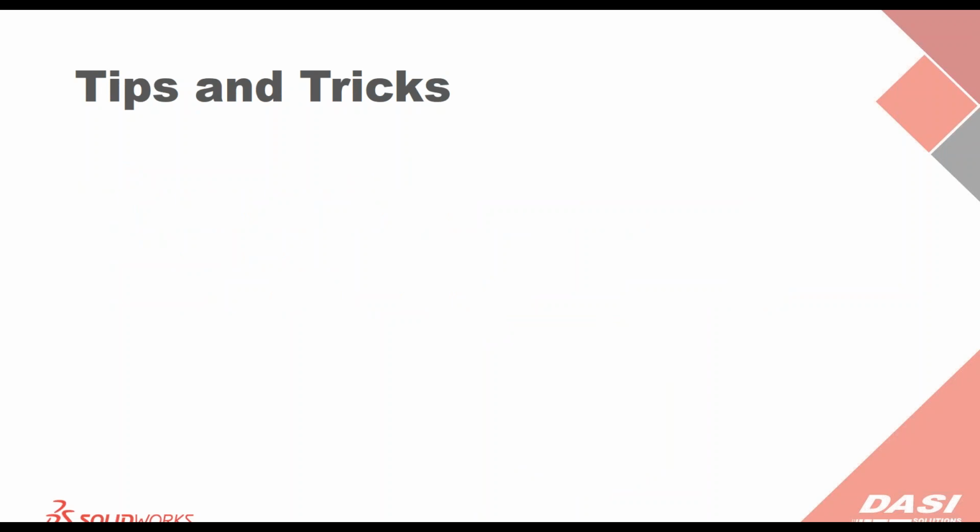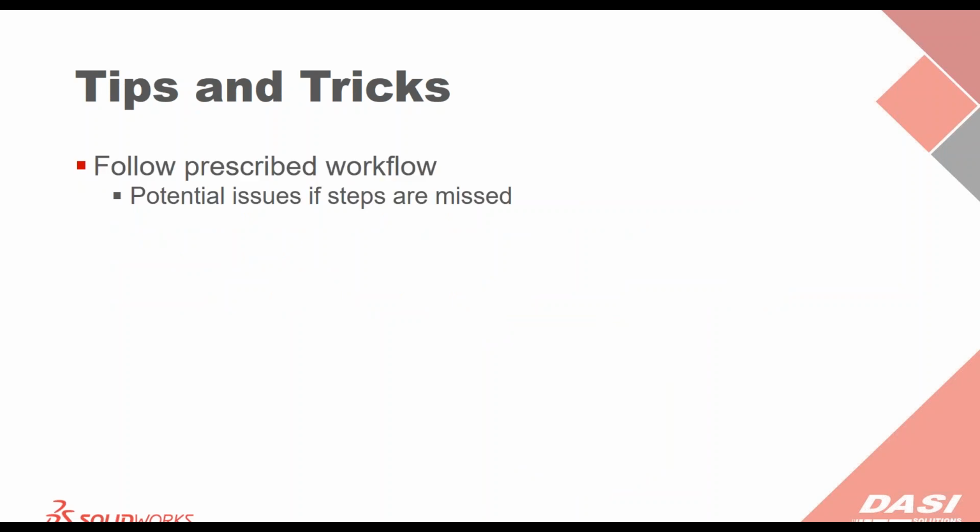So some tips and tricks that I want to pass on to you guys, some things that I noticed and have learned over experience. Try to follow the prescribed workflow as best as you can. You can run into some potential issues if steps are missed. Sometimes you can always go back in the feature tree and change things, but if you try to change geometry or change different things later on down the line, you may run into an error or an issue, and you may have to adjust some things. So if you stay along that workflow like I showed, usually it flows pretty smooth.